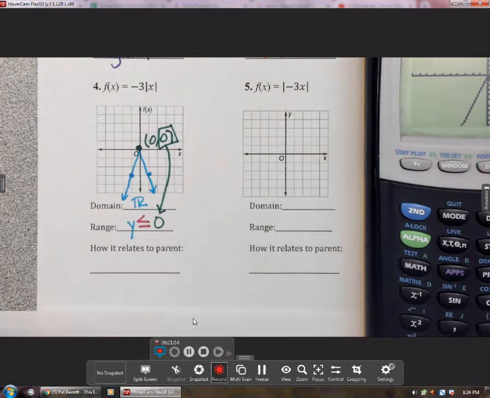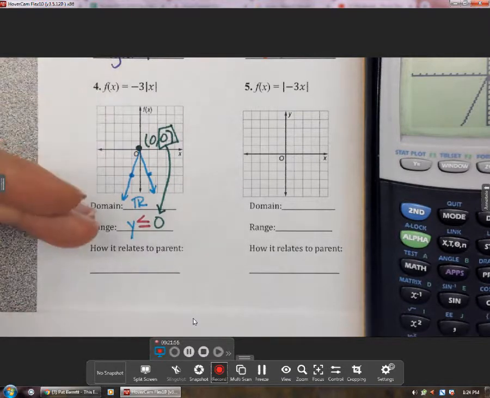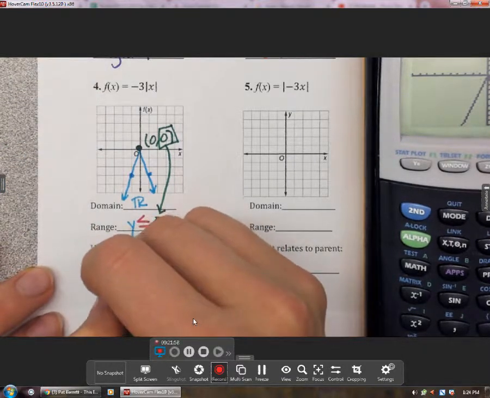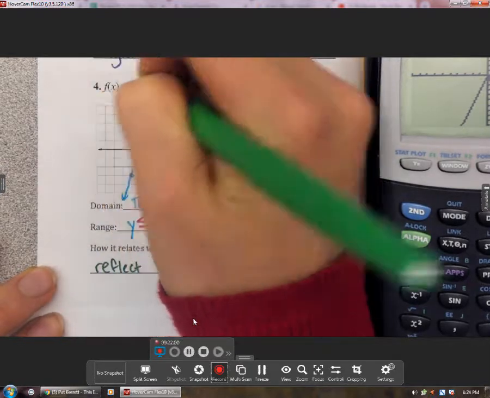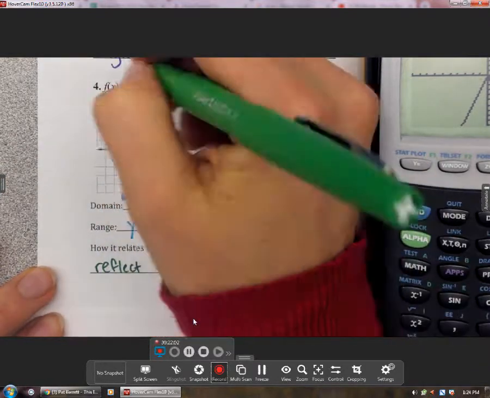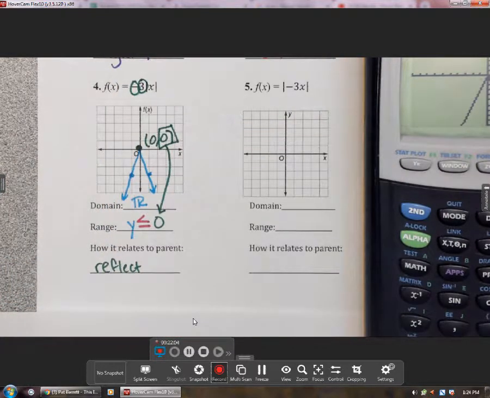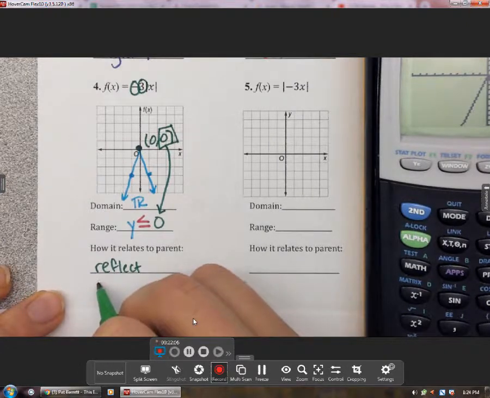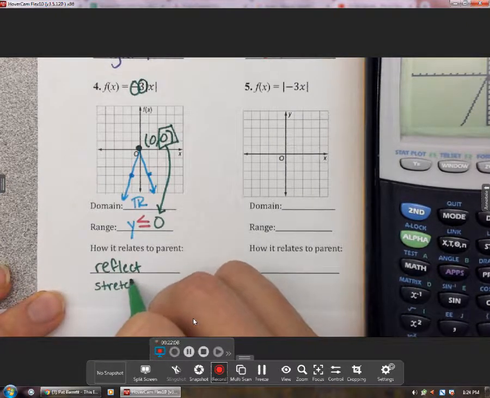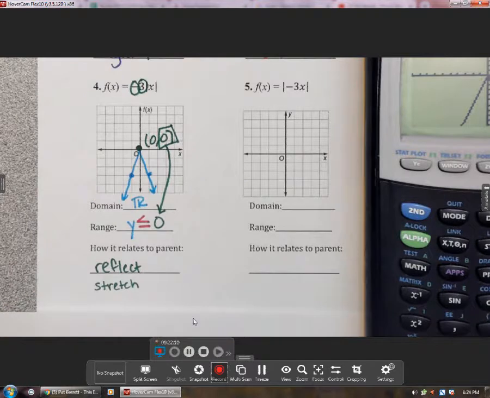How it relates to the parent, there's two things that happened here. It reflected or flipped, since we knew it was a negative. And the 3 makes it narrower, which we say it was stretched. Remember the rubber band? If you can imagine stretching it, makes it skinnier, narrower.